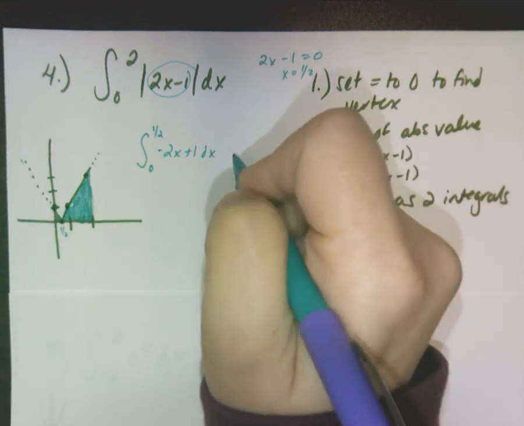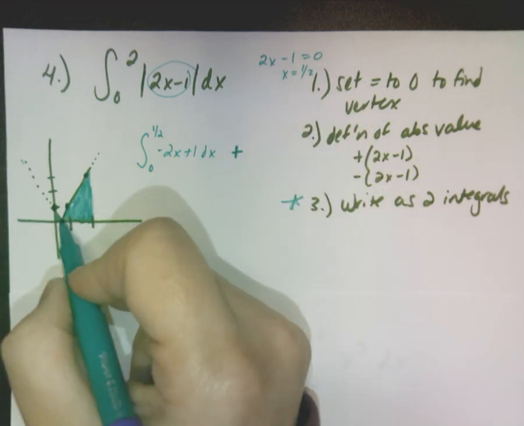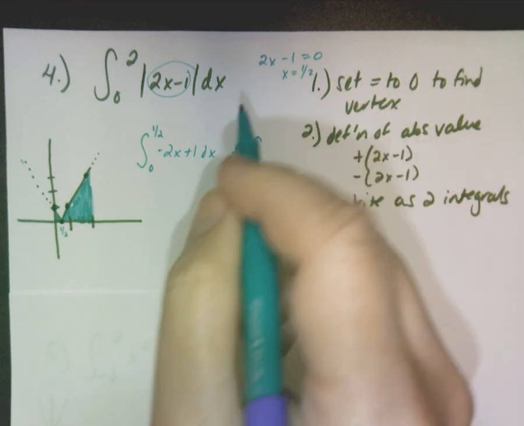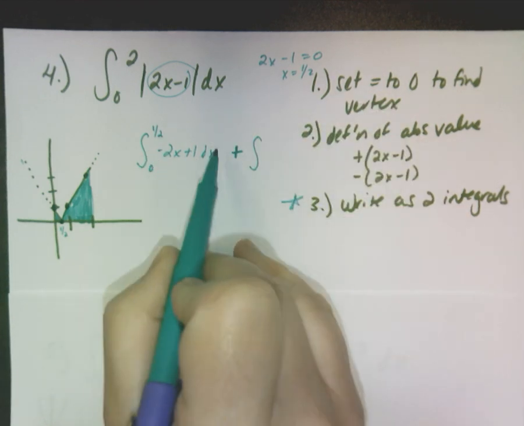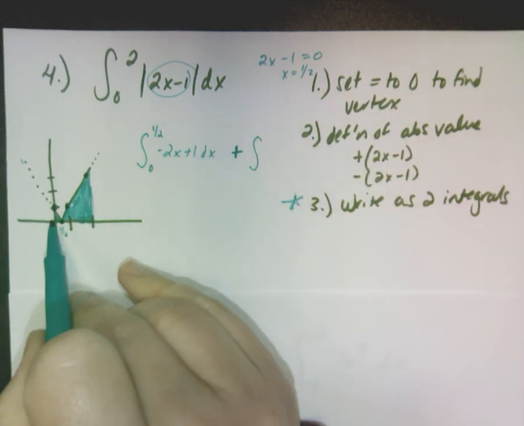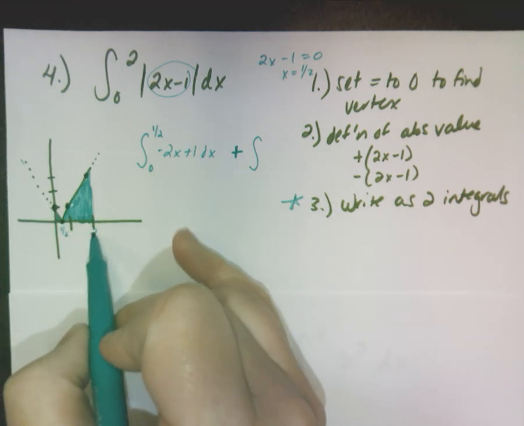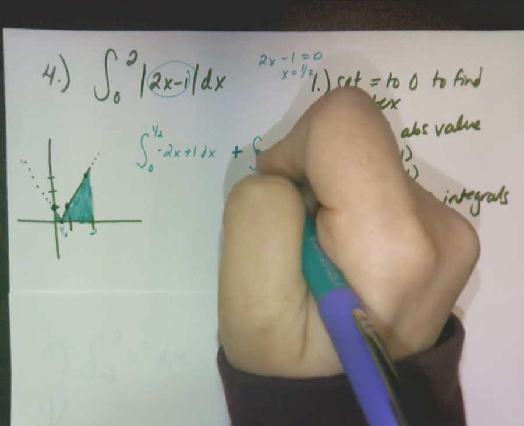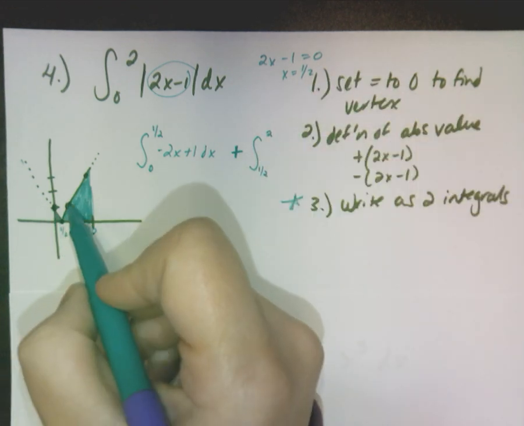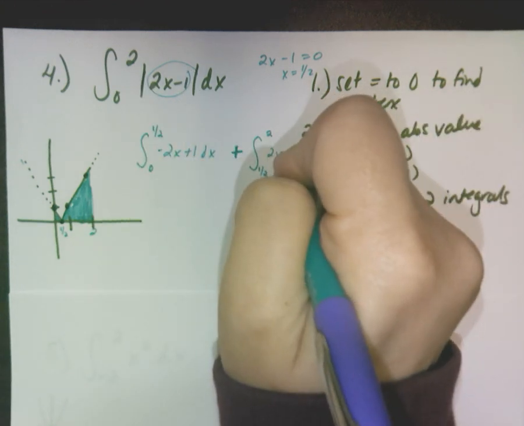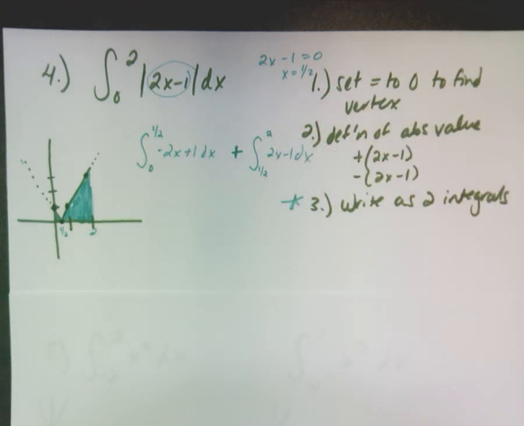Then I'm going to add that to this second area. Now I know you're probably thinking, why is it add? I thought it was subtract. No, we haven't done the actual integral yet. We're just taking two areas together. This area goes from 1/2 to 2. And this area is the positive of what's in the absolute value. So 2x minus 1 dx. Okay, so we now have two integrals to worry about.